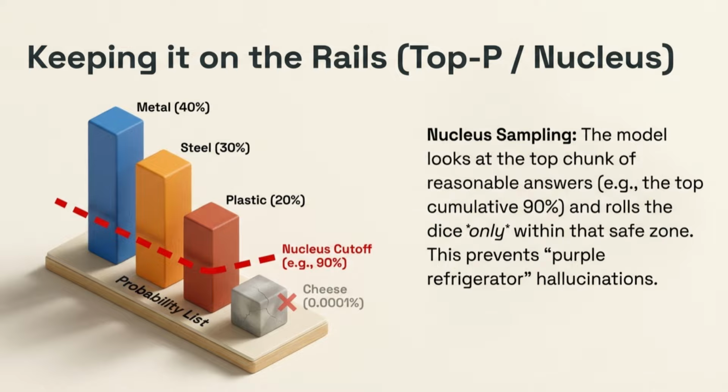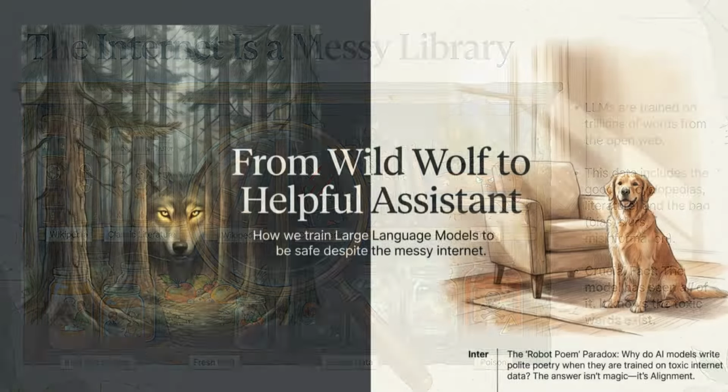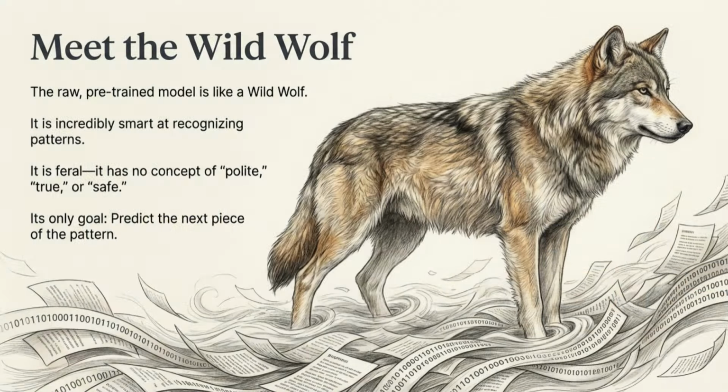Okay, so that explains how we get words, but I have a safety question. If this model was trained on the entire internet, and let's be honest, the internet's a nasty place, why doesn't my robot poem come out full of slurs? Why is it usually so polite? That is the wild wolf problem. The raw pre-trained model, the thing that just read the internet, is like a wild wolf. It's incredibly smart, but it's feral.